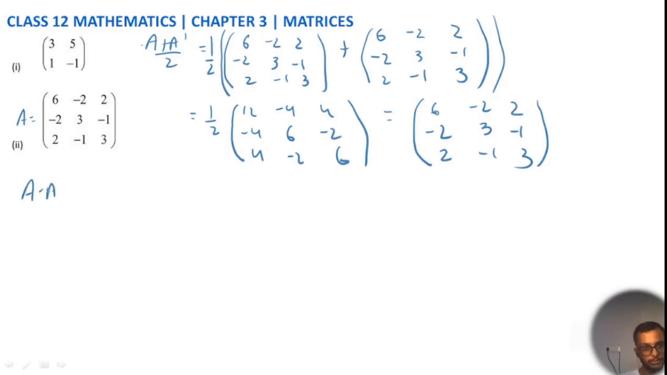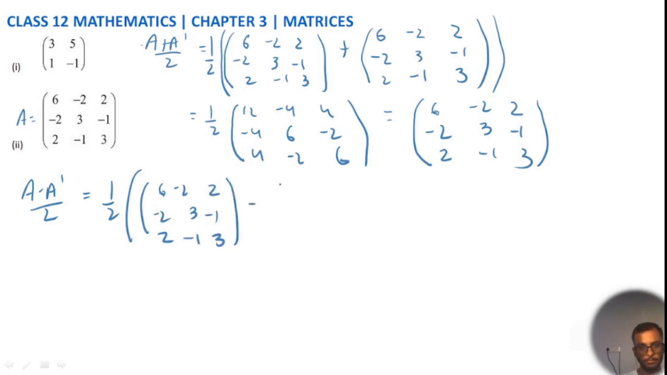Now A minus A transpose divided by 2. Let's write it quickly. A is 6, -2, 2, -2, 3, -1, 2, -1, 3, minus what is A transpose: 6, -2, 2, -2, 3, -1, 2, -1, 3.